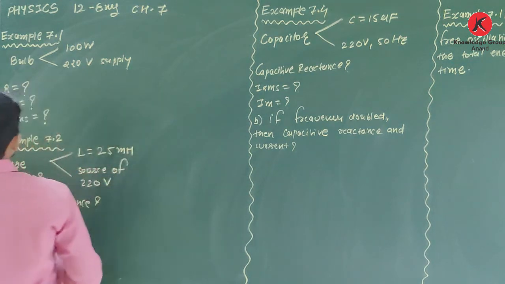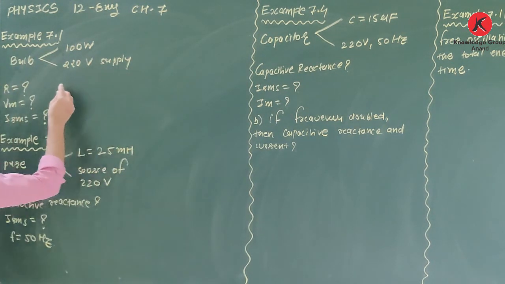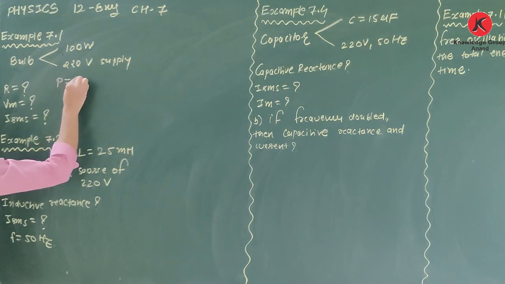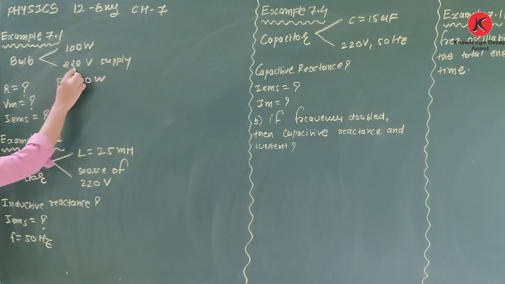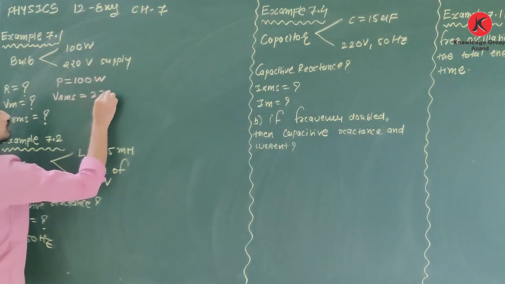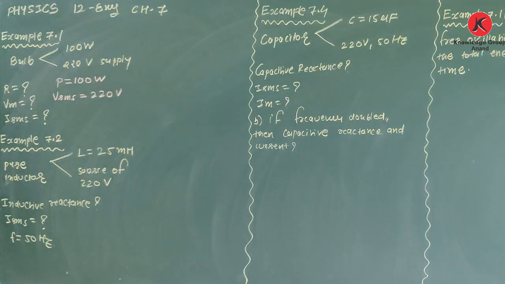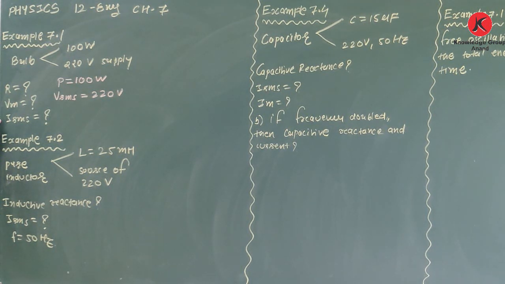So here the bulb is rated as 100 watt, which means power P is equal to 100 watt. 220 volt supply means it is the value of VRMS. VRMS is equal to 220 volt. Now the questions are: find the resistance, the maximum value of voltage, and the IRMS current.